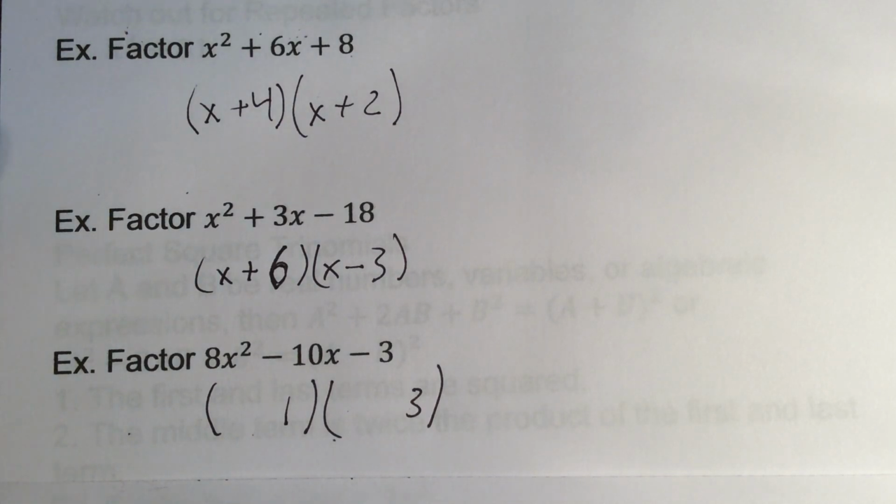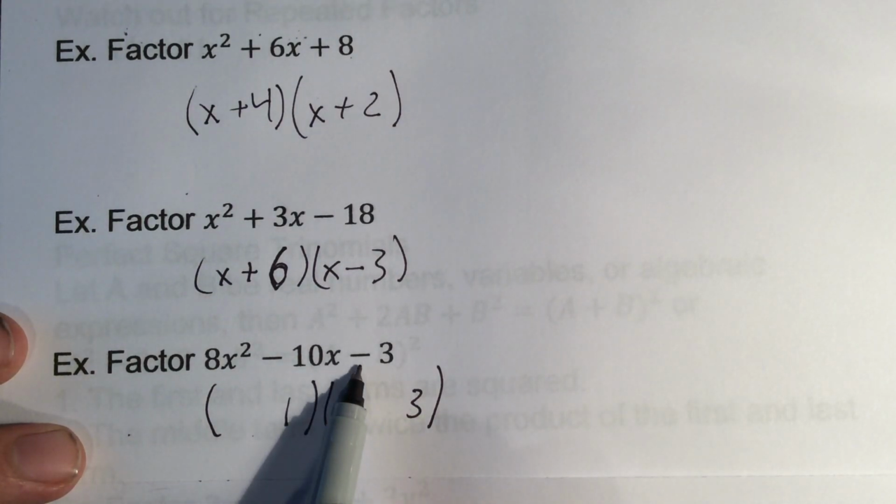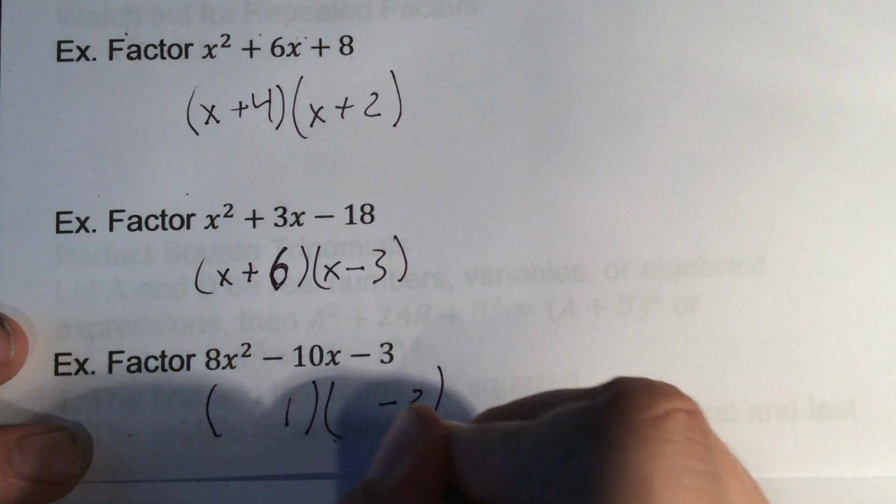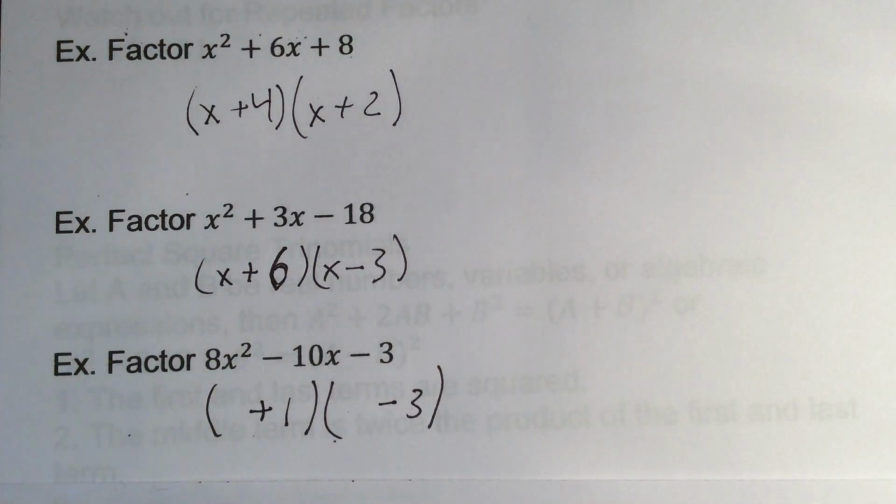Next, I'm looking at, okay, I have a negative here, which means one's positive, one negative. So I look at this middle, and it's negative as well. So I'm going to guess the 3 has to be negative, and the 1 is going to end up being positive. So that's just me going, okay, I have to get it to be more negative, so odds are the bigger number has to be the negative.